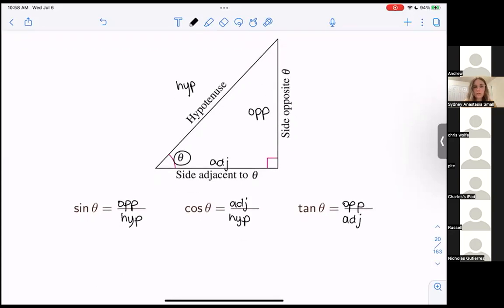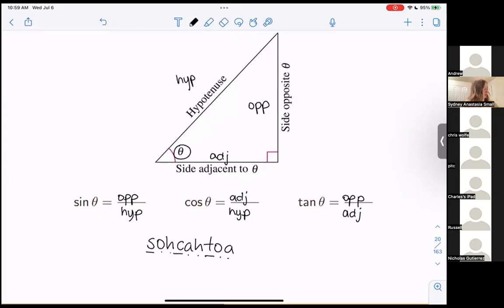There's a funny acronym that we use sometimes to help us remember this, and it's called SOHCAHTOA. The reason this works is because S is for sine, and sine is opposite over hypotenuse. Cosine is adjacent over hypotenuse, and tangent is opposite over adjacent. That's always a good way to remember it. It's a little catchy.